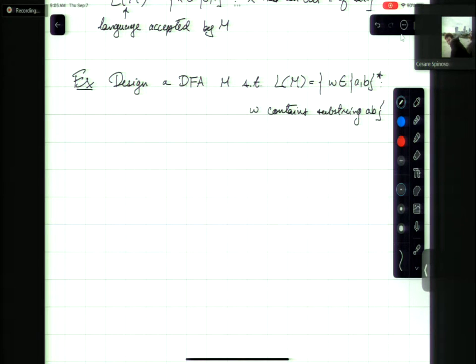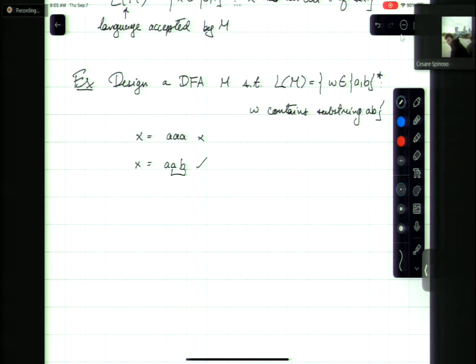So in other words, if I have a string AAA, then that's no good. There's no AB in there. If I have a string AAB, then that's great because I have an AB there, right? That's what I'm trying to look for. Okay? So how do I design a machine that does this?